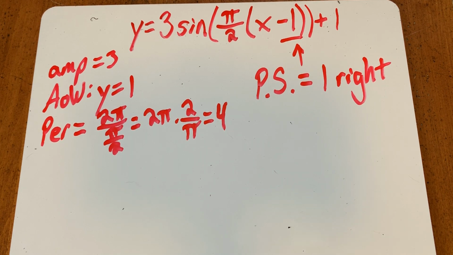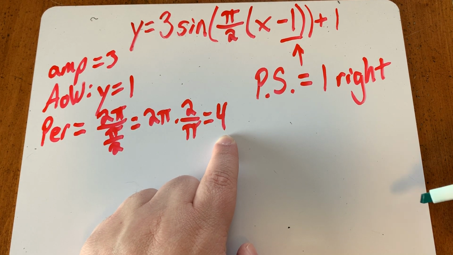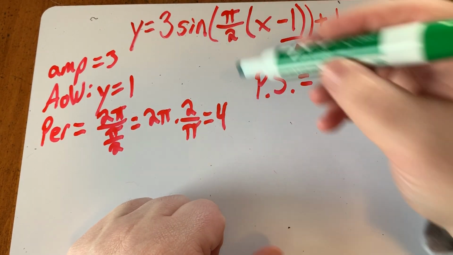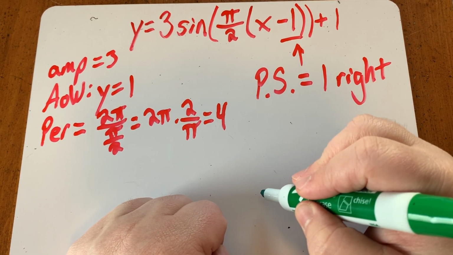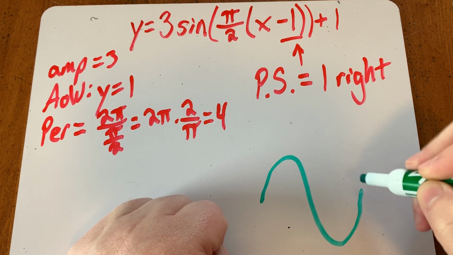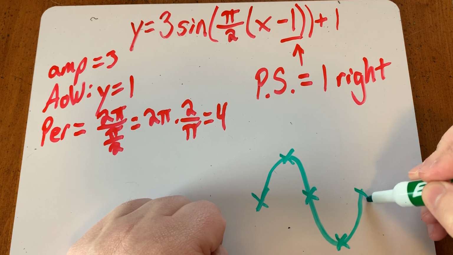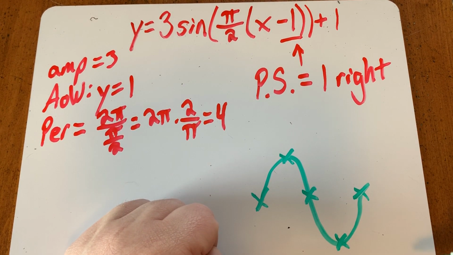There's a couple other pieces that I like to find. I know that it takes 4 units to complete a full cycle, but it's easier if you know when you follow the pattern. Because the full cycle for a positive sine function goes axis, maximum, axis, minimum, axis. So you have these points in one full cycle.